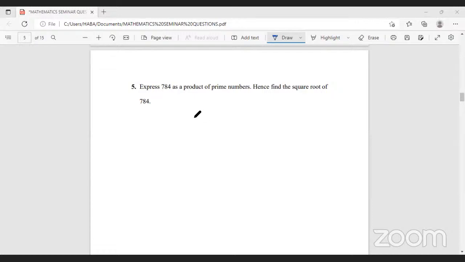They have said to express 784 as a product of prime numbers. So first of all, list out the prime numbers. We have 2, 3, 5, 7. So we get to factorize 784.